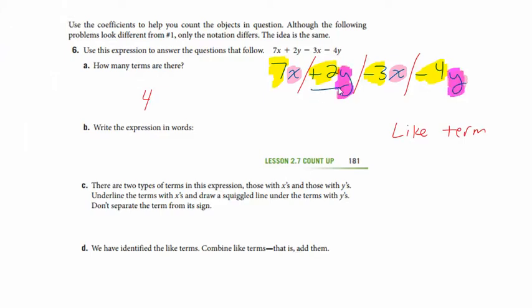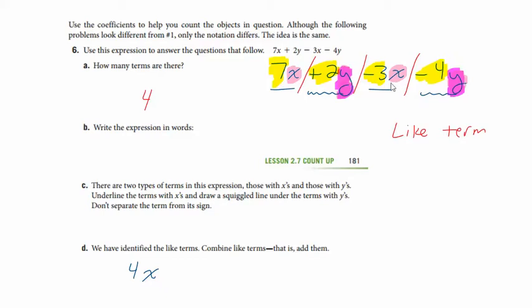That means this term and this term are like terms. There are two types of terms in this expression, those with x's and y's. Underline the terms with x's and draw a squiggle under the terms with y's. Okay, I should have read my directions. Alright, let's do some squigglies. So we've got squiggly, these guys, and then underline, underline. So now we've identified the like terms, now we can combine them. So again, the hardest part of this is the sign. This negative goes with this 3. So 7x, take away 3x, leaves you 4x. So this would be like 7 dogs, take away 3 dogs.